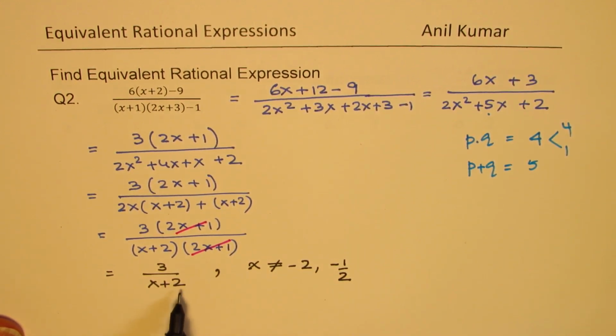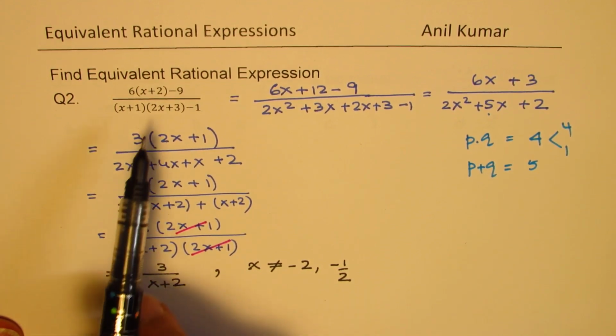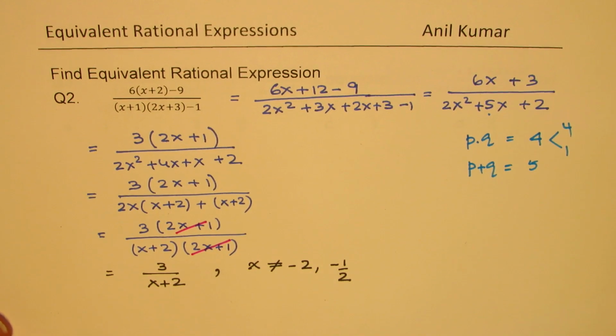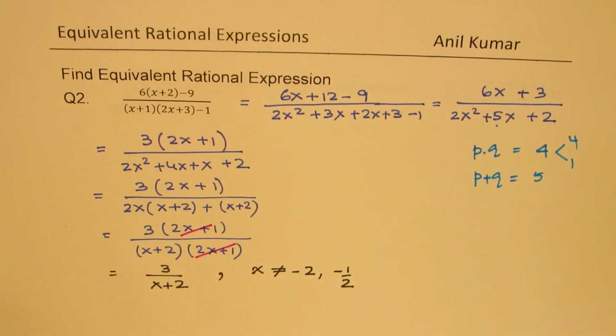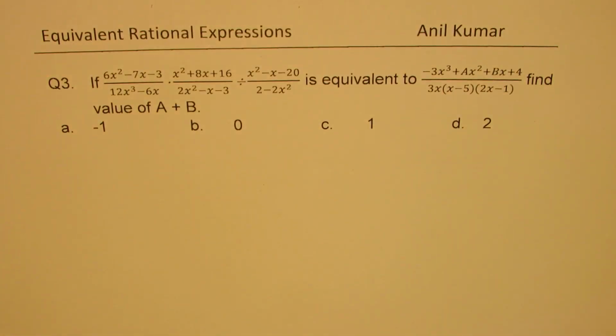So to make it an equivalent expression, it is important to write both the restrictions, right? Only then 3 over x plus 2 will be equivalent to the given rational expression. Is that clear to you? Perfect. Now with that, let's move on and do some more operations with our rational expressions.